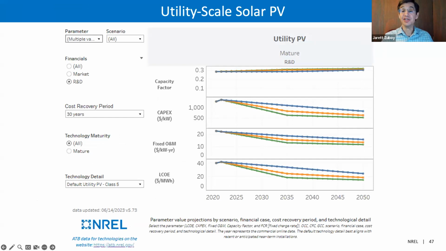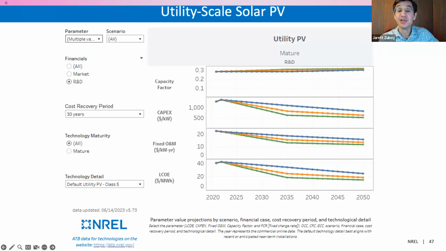I'm not going to spend a lot of time on this slide either. I think our next slide will be a little more interesting, but this just shows our current results for utility scale PV for each of the scenarios. You can see the bump up in 2022 CapEx costs, and then a straight line projection to 2035, and then a straight line to 2050. Let's take the next slide.